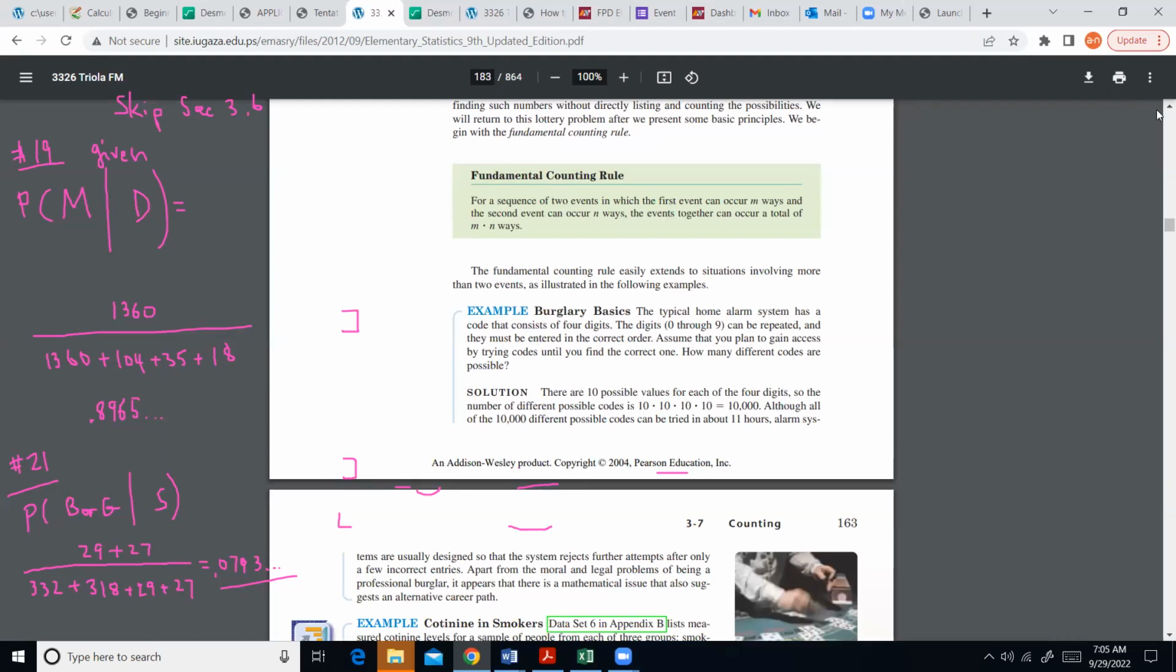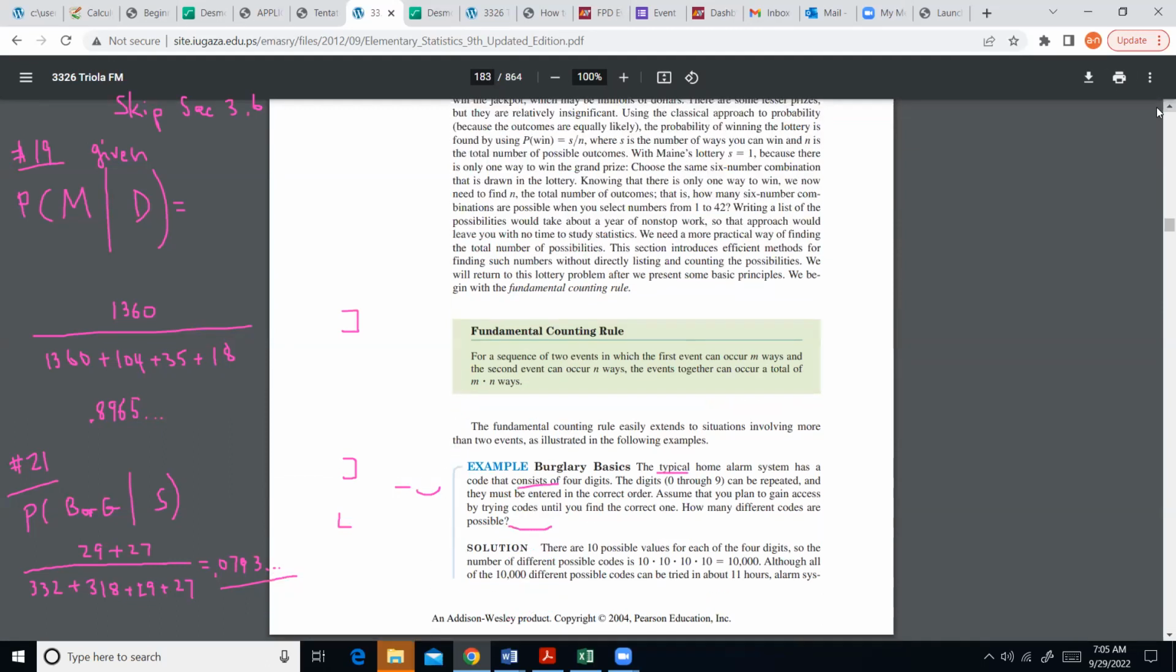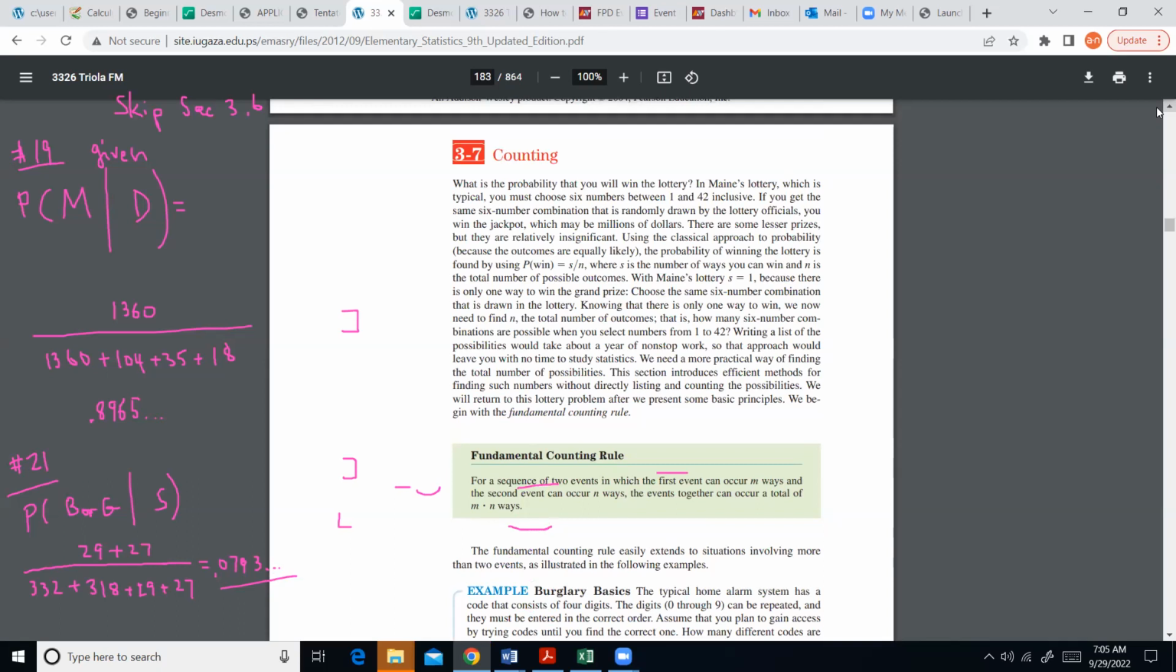So we're going to move to the last section of interest in chapter 3. That's a very interesting section. It deals with so-called counting various probabilities.